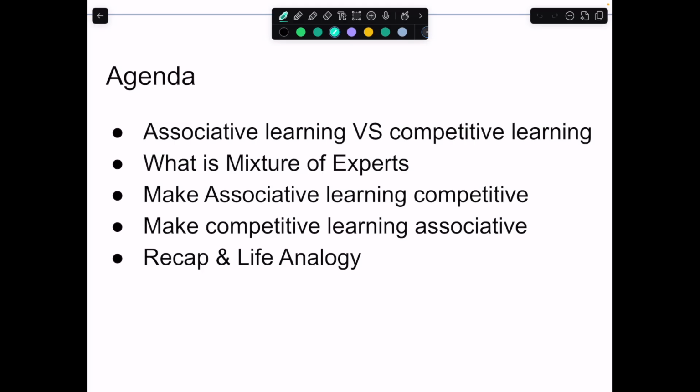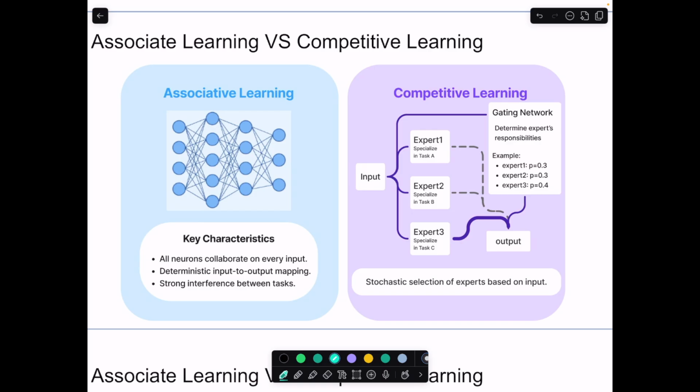So here's our agenda today. We'll first talk about associative learning and what is competitive learning, and we'll do a comparison with these two kinds of learning. After that, we'll talk about what is mixture of experts. And then we'll talk about, in the 91 paper, how it improved mixture of experts by making associative learning competitive and making competitive learning associative. Lastly, we'll recap and understand how this can be applied to not only machine learning, but also our life and career. Let's get started. Let's talk about associative learning versus competitive learning.